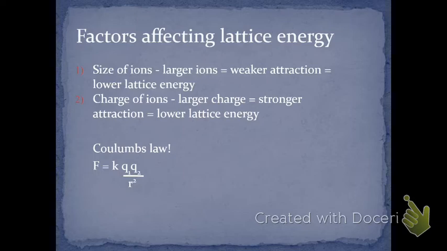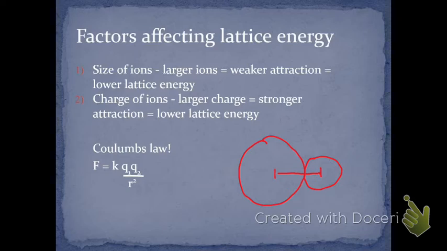There's two factors. One is the size of the ions. The larger the ions, the weaker the attraction. And it kind of makes sense, right? The further they're away from each other, the distance between them would mean that there's a weaker attraction. The closer they are, the more attraction there is, because there's more interaction between the positive nucleus and the negative electrons.